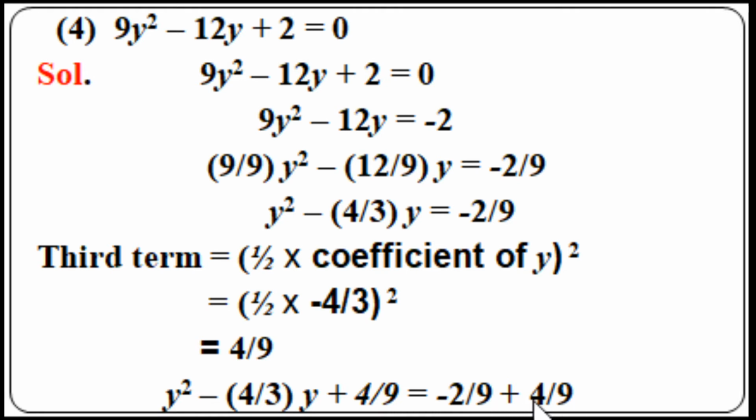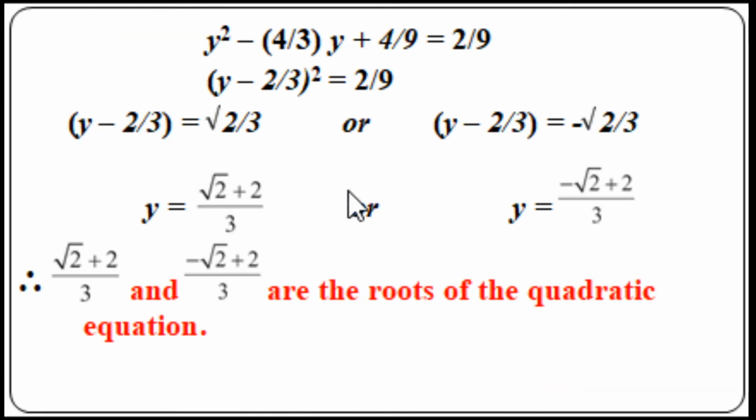Here denominators are equal, therefore we can subtract the numerators. So 4 minus 2 is equal to 2. Equation is y square minus 4 upon 3 y plus 4 upon 9 is equal to 2 upon 9. Then this can be written as y minus 2 upon 3 the whole square is equal to 2 upon 9. By taking square root, we get y minus 2 upon 3 is equal to root 2 upon 3, or y minus 2 upon 3 is equal to minus root 2 upon 3.